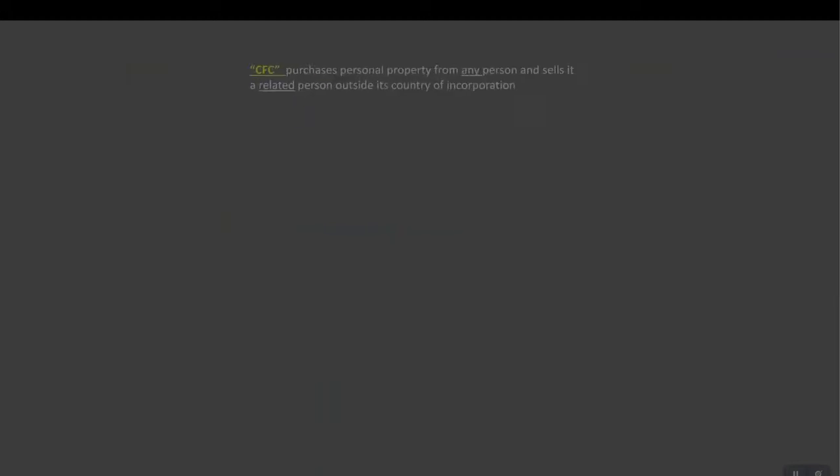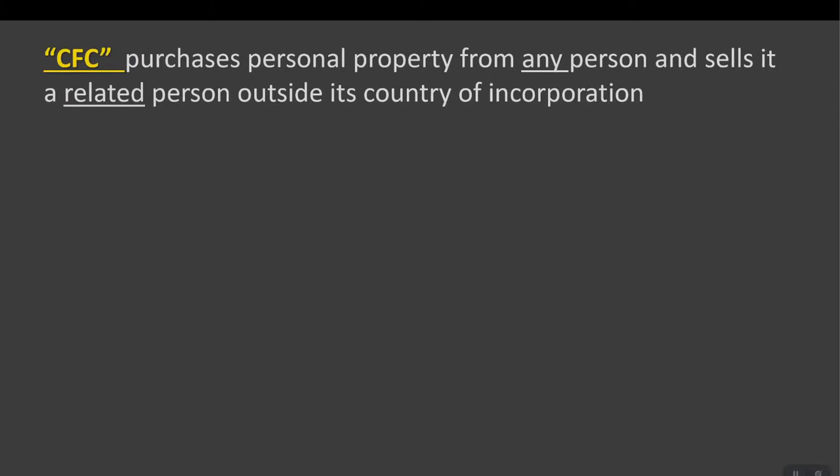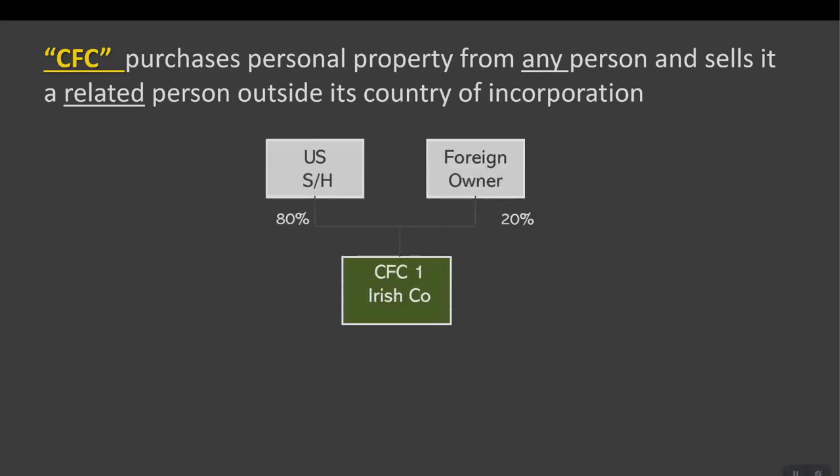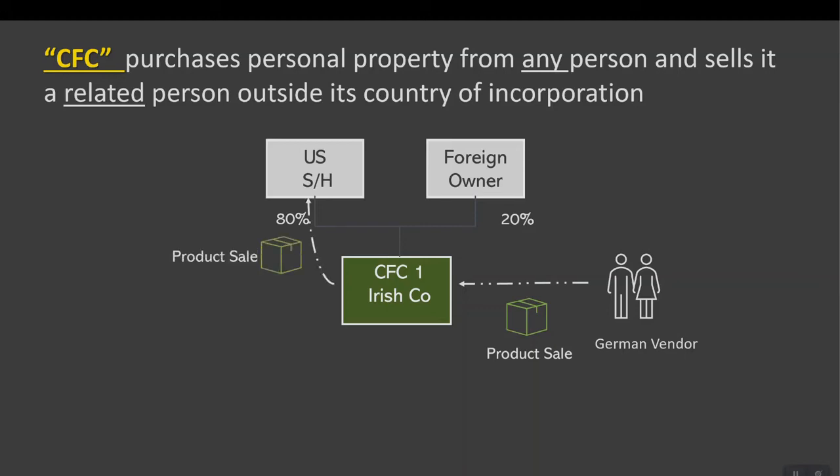In example 2, CFC is purchasing personal property from any person and selling it to a related person outside its country of incorporation. We can use the same fact pattern, but this time Irish Co. is purchasing product from unrelated vendors in Germany, which is not in Irish Co.'s country of incorporation. Irish Co. then sells the product to the U.S. shareholder. The income on this sale earned by Irish Co. will be considered foreign-based company sales income.